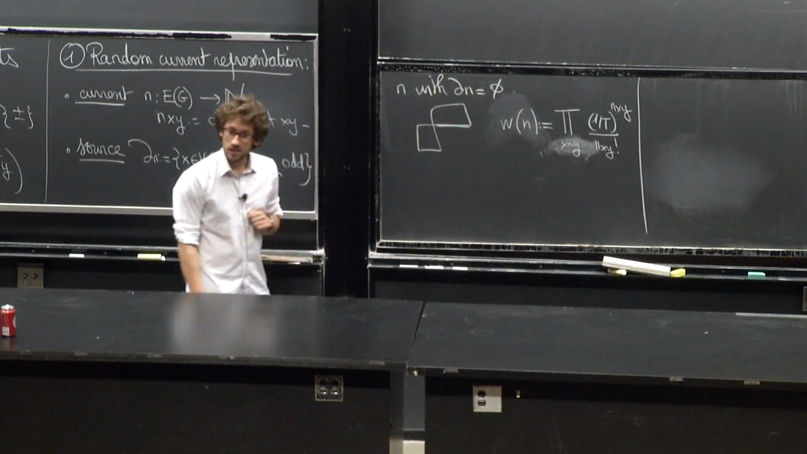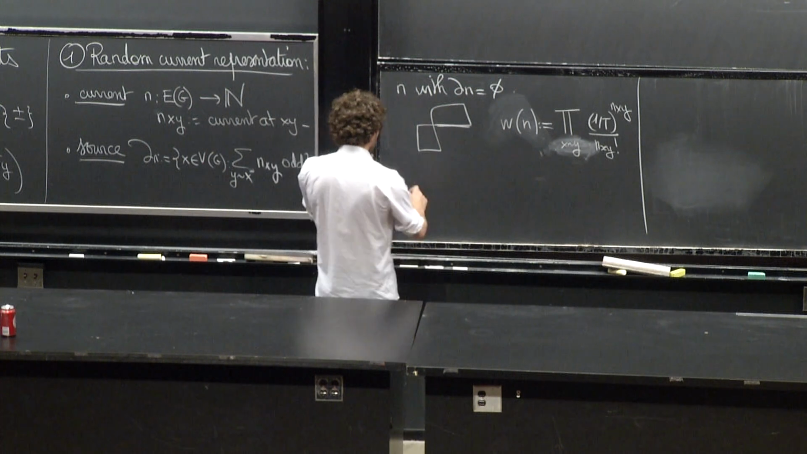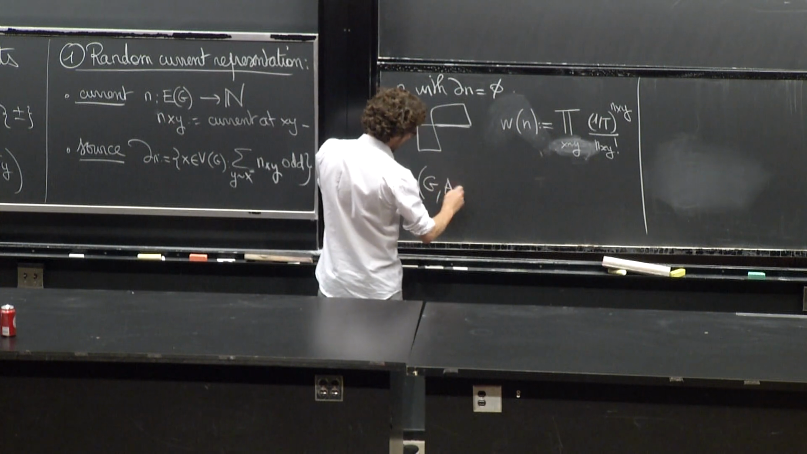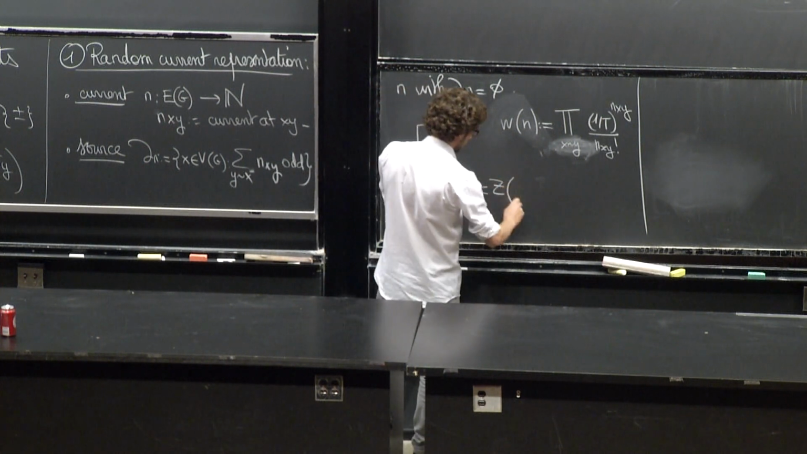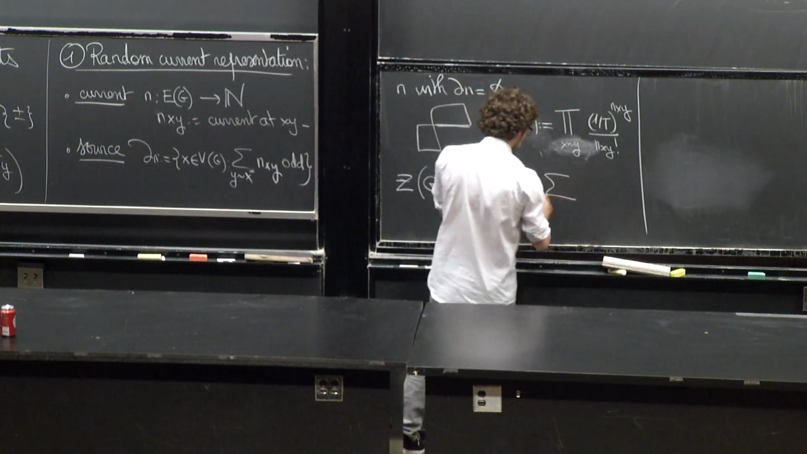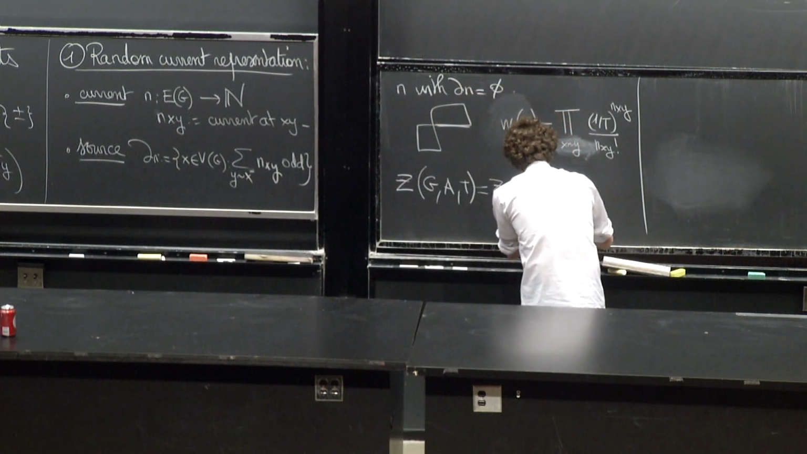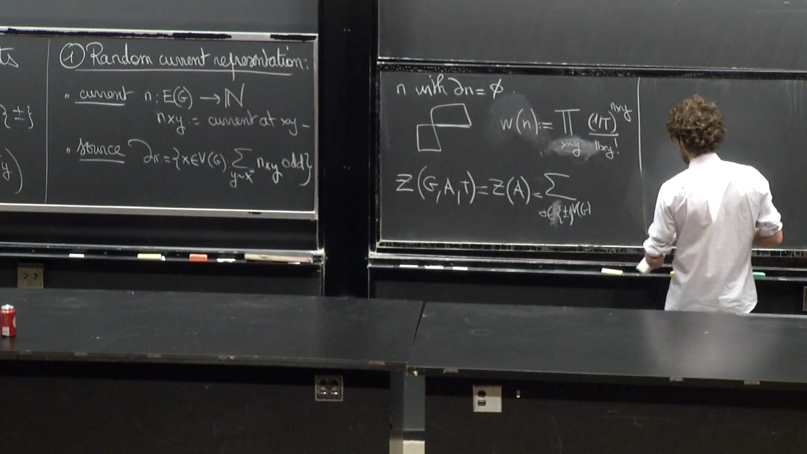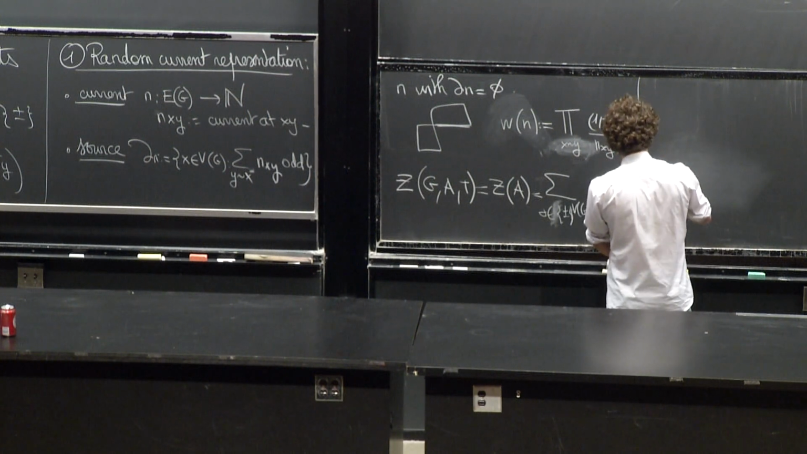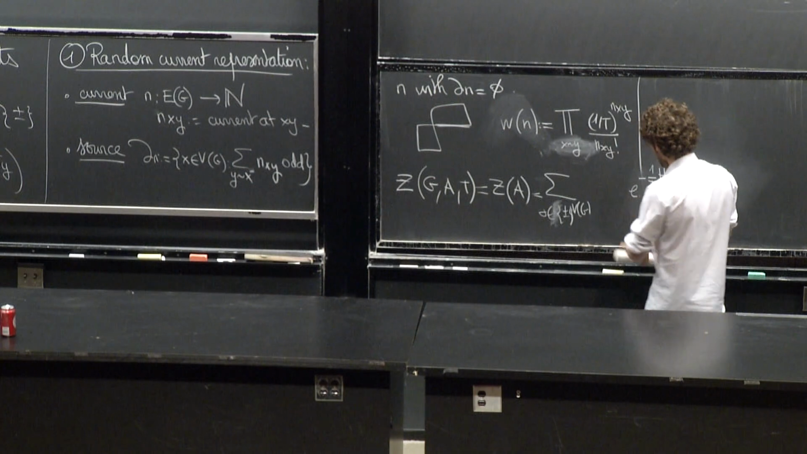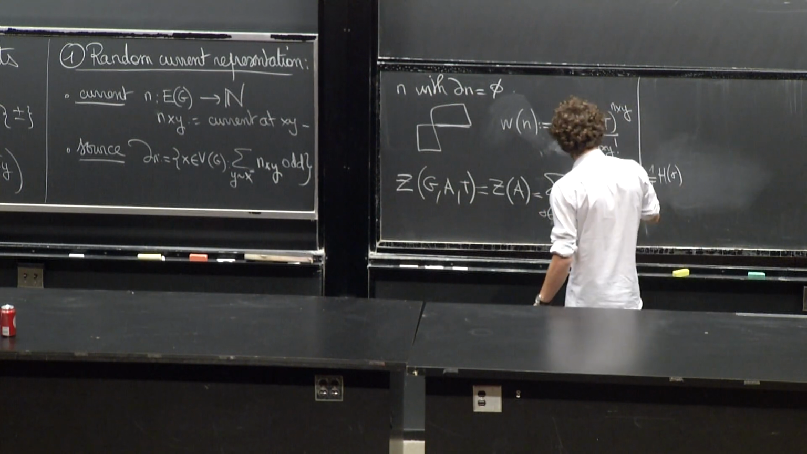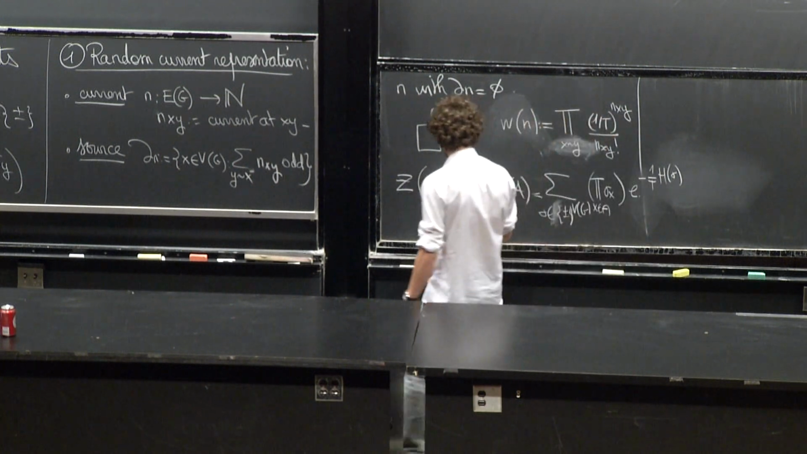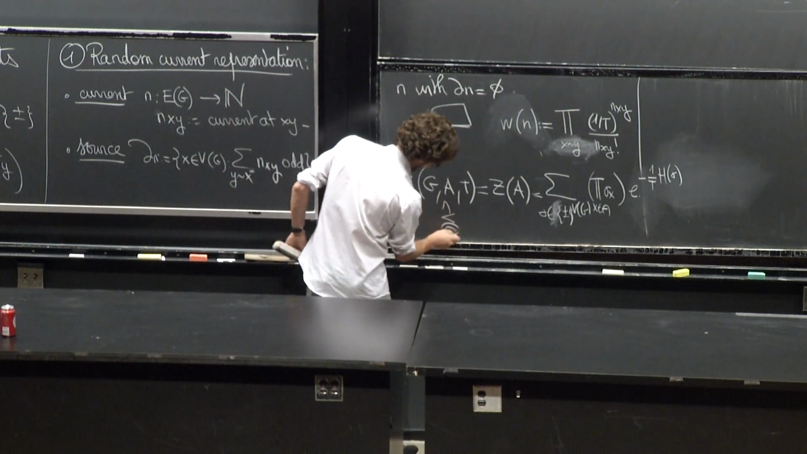Now what is the connection to the Ising model? So let's introduce one last definition and we can do it. Let's call Z(G, A, t), which I'm just going to call Z(A), the sum over every configuration sigma of e to the minus 1 over t times the Hamiltonian, and here I'm going to just put the product of sigma_x for x in A. So A is a subset of the vertices.